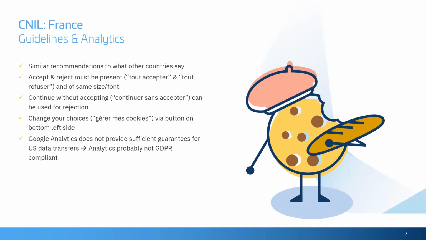There's also a recommendation to have the option to change the choices. They specifically talk about having this change icon in the bottom left side of the website. So that's where we typically have a preference button. If you're using Consent Manager, the default setting is exactly this, so the bottom left side. They don't say that you can't use any other way, but basically that's the usual way how they would expect it. So that's France. Belgium.